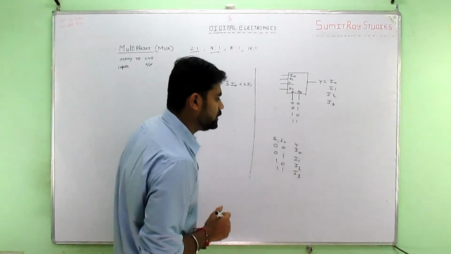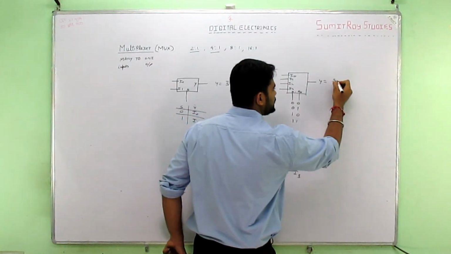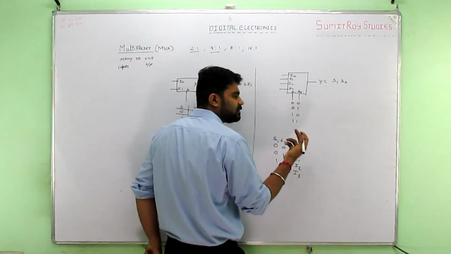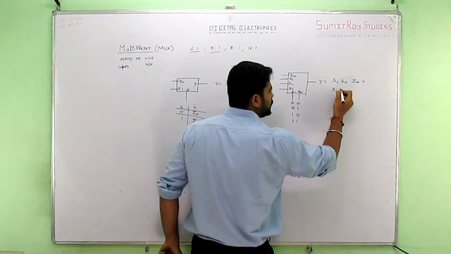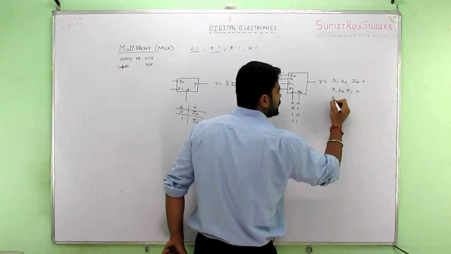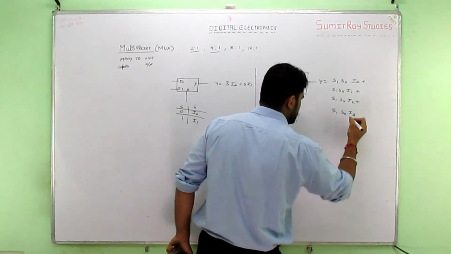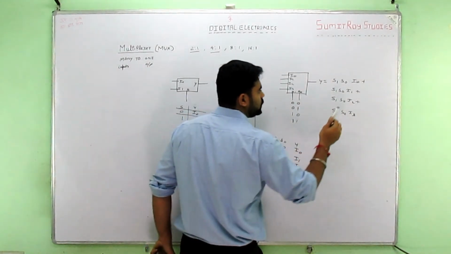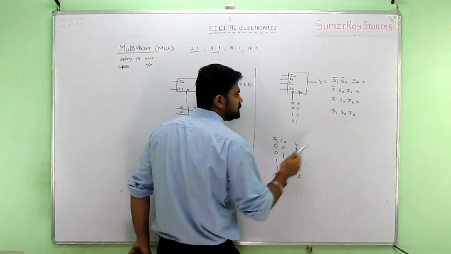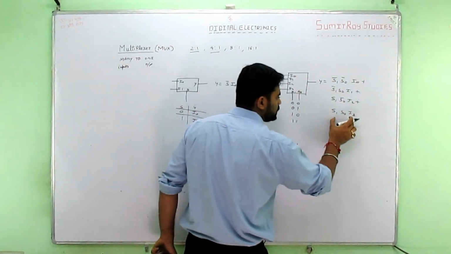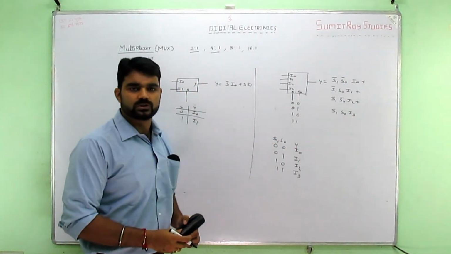Based on this logic, what we can derive is Y equal to S1 bar S0 bar I0, because ultimately the selection lines will play the part for the selection, plus S1 bar S0 I1 plus S1 S0 bar I2 plus S1 S0 I3. So for 0 0, I0 is picked. For 0 1, I1 is picked. For 1 0, I2 is picked. For 1 1, I3 is picked. So this is the Boolean expression that can be derived for a 4:1 multiplexer.